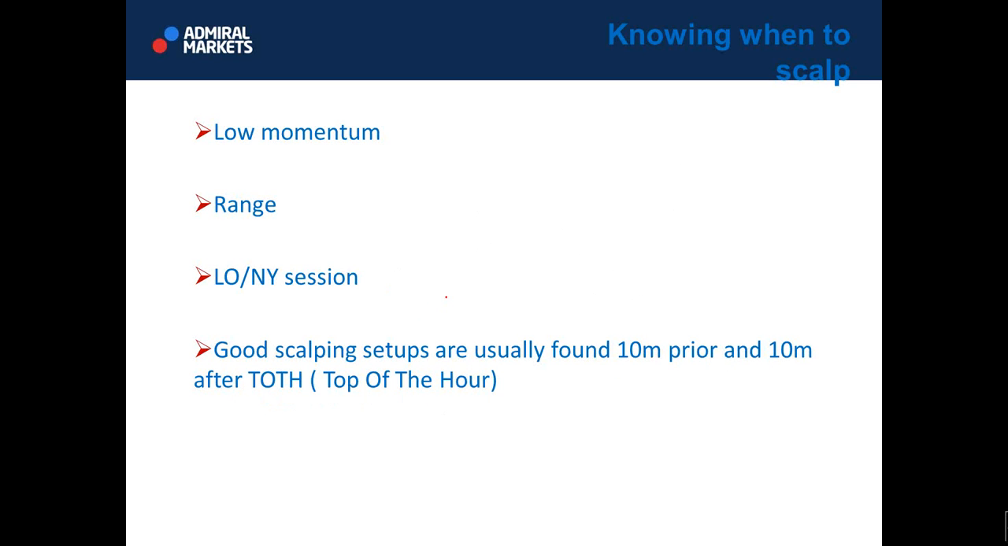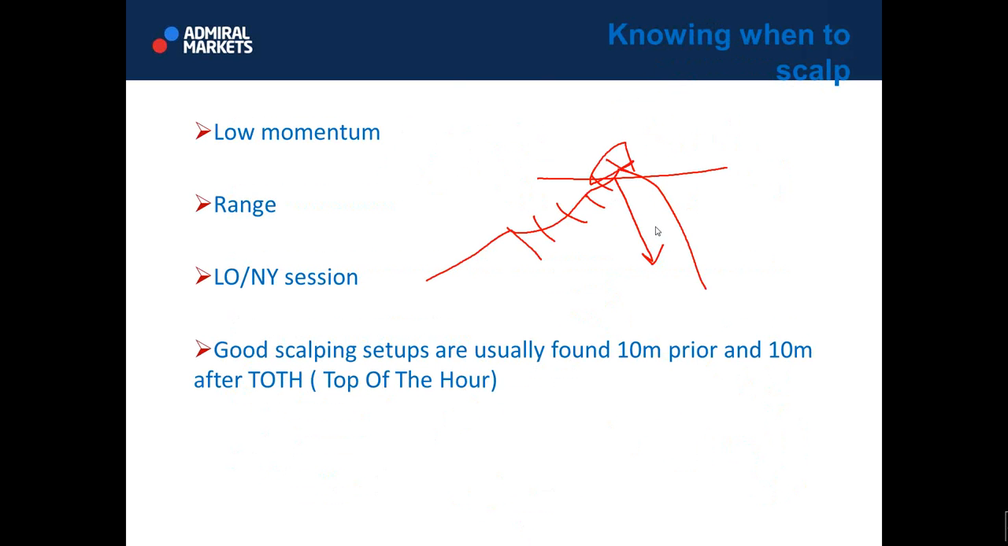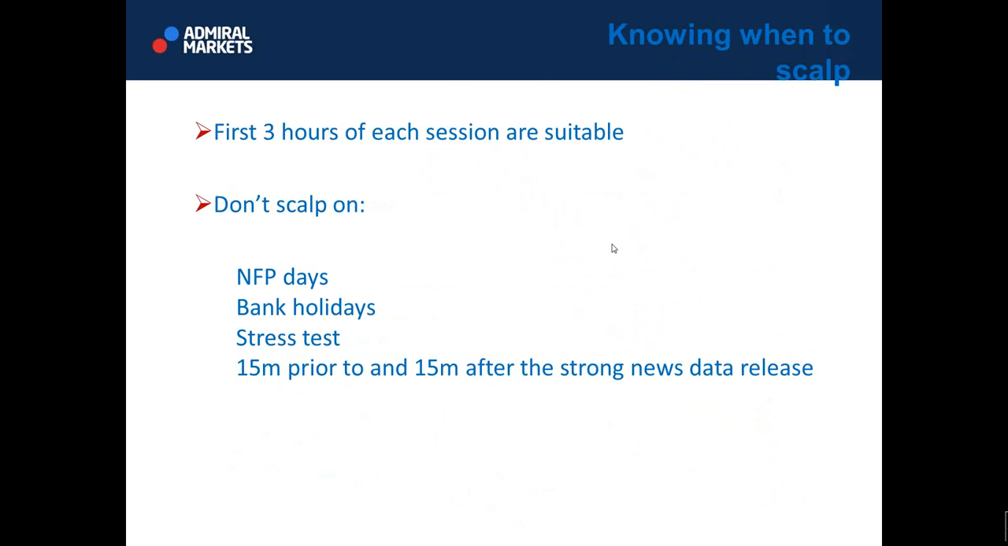Now you know that each close of a long position is an automatic sell into the market. So when traders are closing their long positions, it gives you momentum for short trades. Okay? And vice versa, of course. So the first 3 hours of each session are suitable.